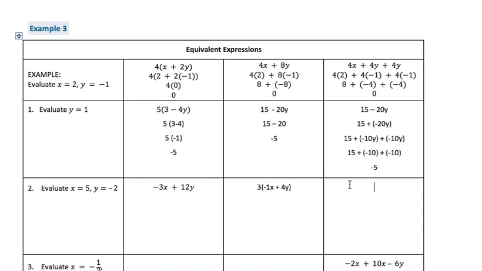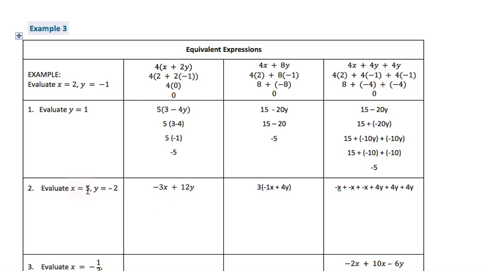And then, in our last column, and certainly there are other ways to do this, but in our last column, if we are looking at negative 3x, that means negative x plus negative x plus negative x, and then 12y could be 4y plus 4y plus 4y. Again, we'll substitute and solve.